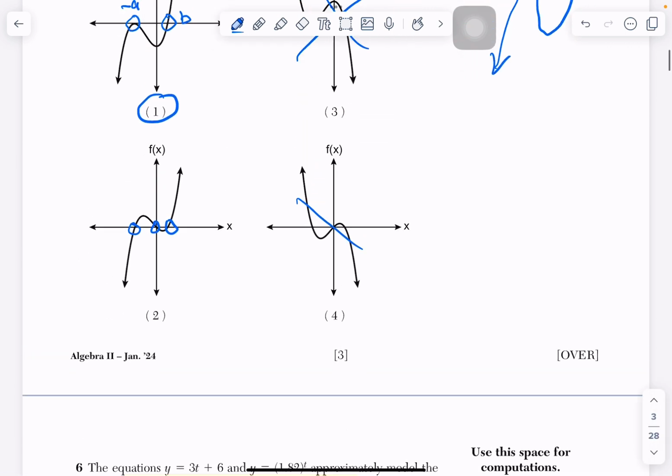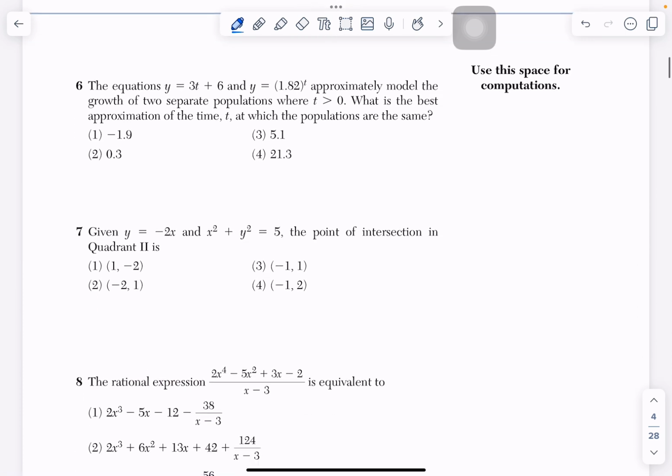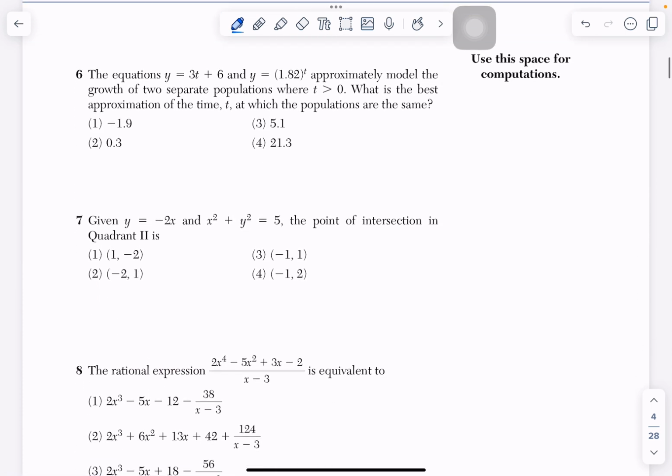All right. If I go too fast, just pause it and do it at your own pace.